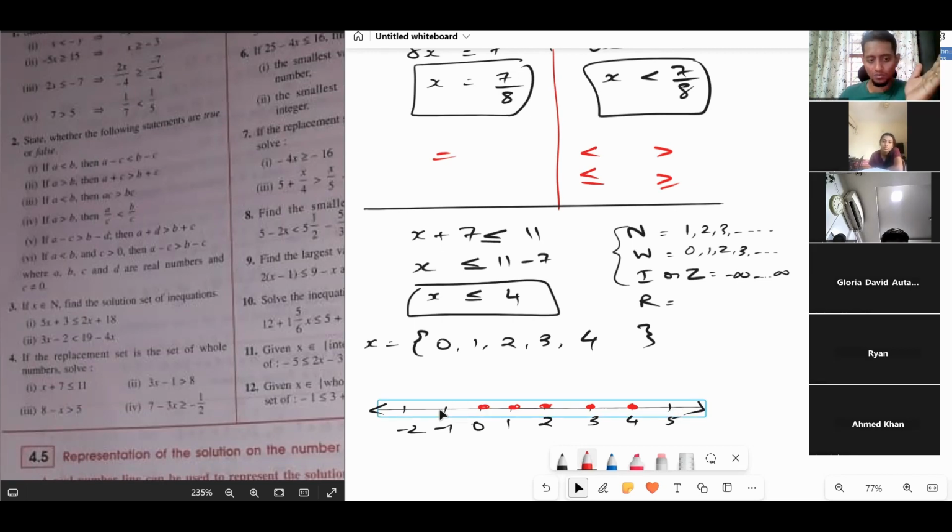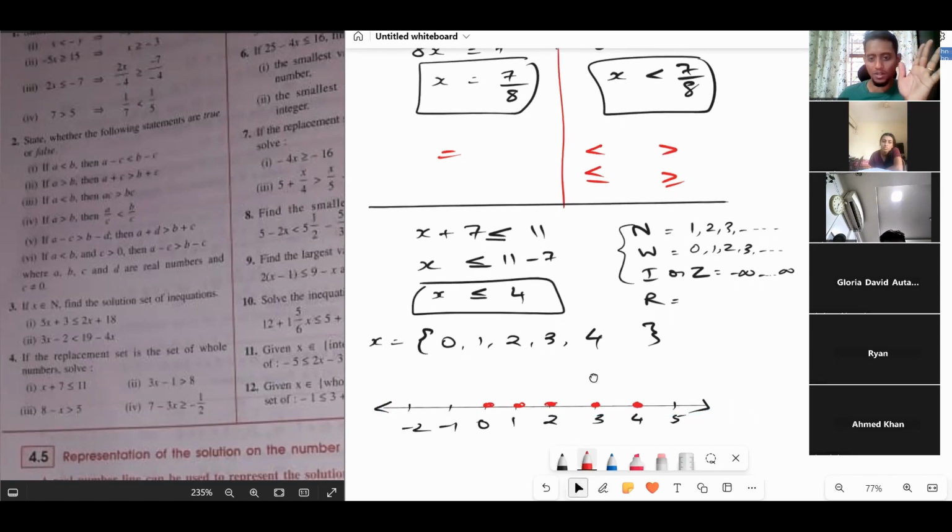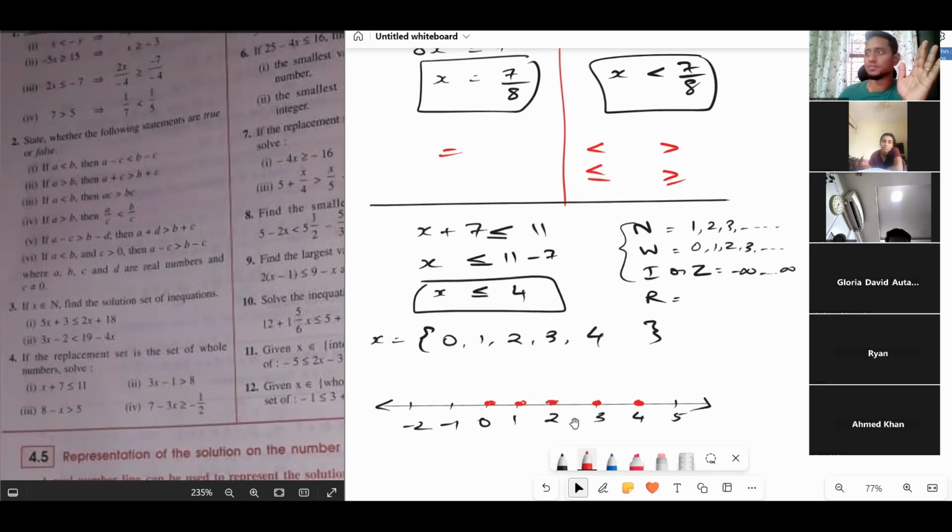Question number 3, can you solve? We will solve, okay, based on what I'm giving you. Is this clear for everyone? Okay, so this answer, this is the values of x. When you write it like this, it is called the replacement set.